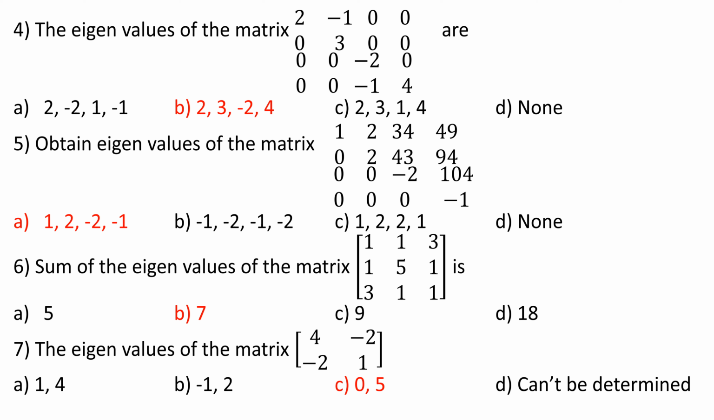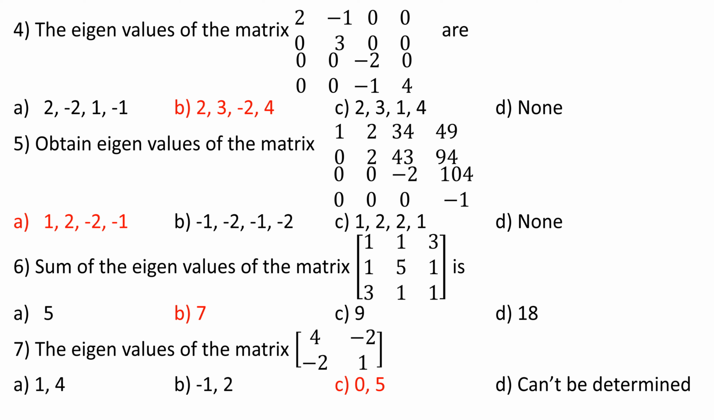The eigenvalues of the given 4 by 4 matrix, which has the elements 2, minus 1, 0, 0, 0, 3, 0, 0, 0, 0, minus 2, 0, 0, 0, minus 1, 4. Now apply the concept: sum of the eigenvalues is equal to sum of the diagonal elements, that is 2 plus 3 minus 2 plus 4. So 2 minus 2 get cancelled, 3 plus 4 is nothing but 7. So the sum of the eigenvalues is 7.